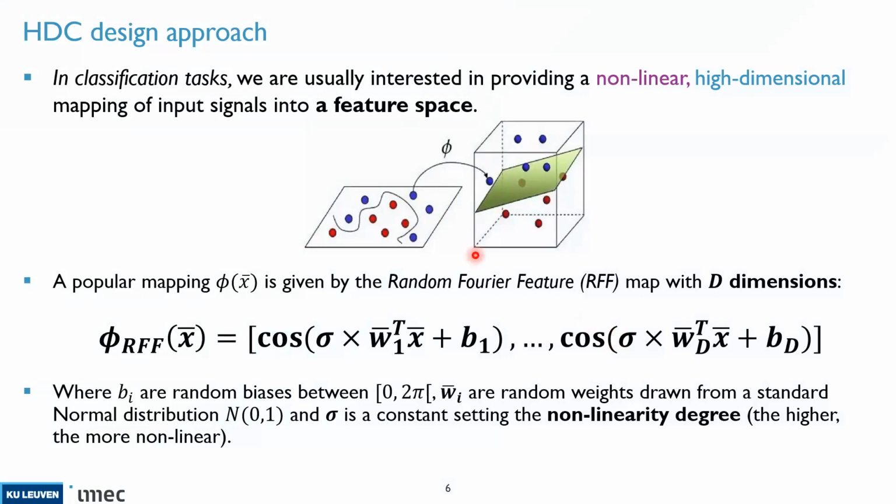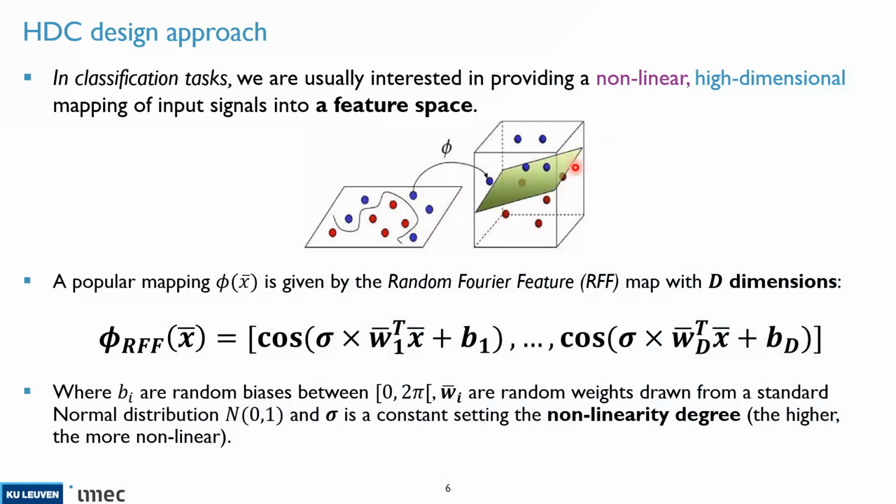So usually when we perform classification in general, we are interested in providing a nonlinear high-dimensional mapping of the input data into a certain feature space. Here in this toy example, we have data points in blue and in red, and the goal is to separate them, classify them. But you see that in the original space the separation line is not linear, and it's not easy to do, so you would perform a feature mapping, a nonlinear transformation into a higher dimensional space where hopefully you can separate the two classes using simple hyperplanes.